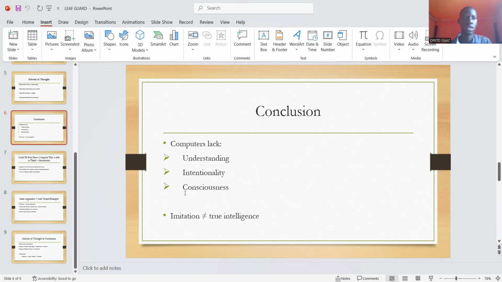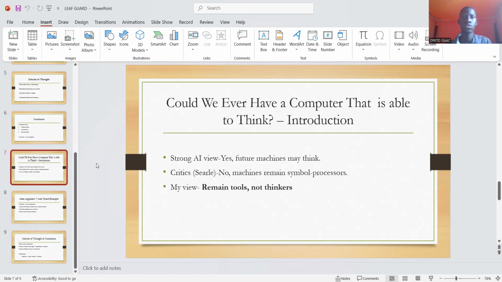So that is done. We are going to our second question. Remember, we had two. This second question says, can we ever have a computer that is able to think? It asks whether, in the near future, due to progress in technological advancement, a computer will reach a point and start thinking or reasoning the way humans do.